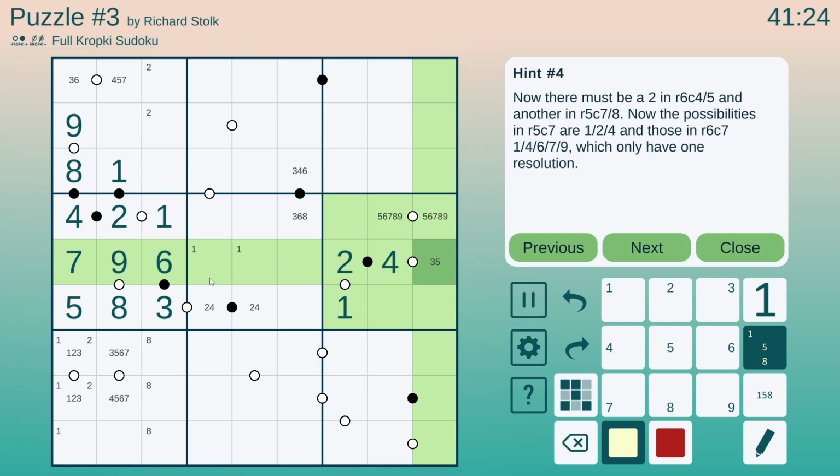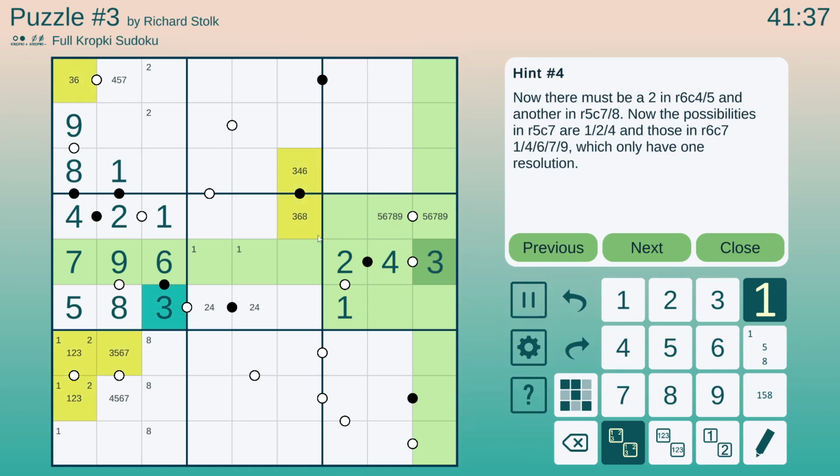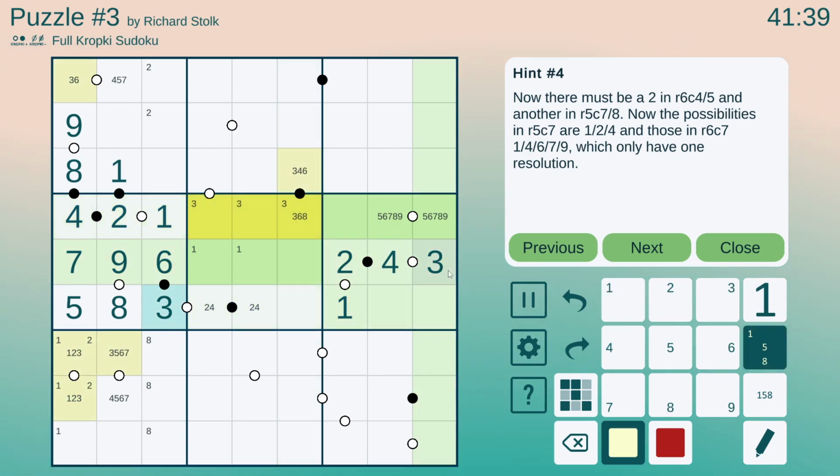Whether this is a 2 or 4, it forces a 3 out of there. So 3 is somewhere up here. Oh, and it can't be next to this 2. Oh, wow. Okay, cool. That's a 3 then. 3 is somewhere up here.